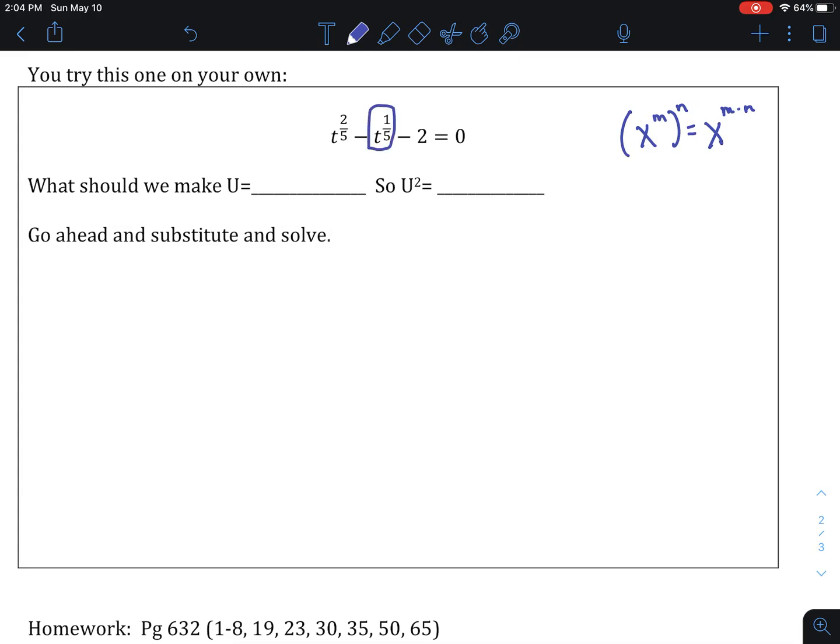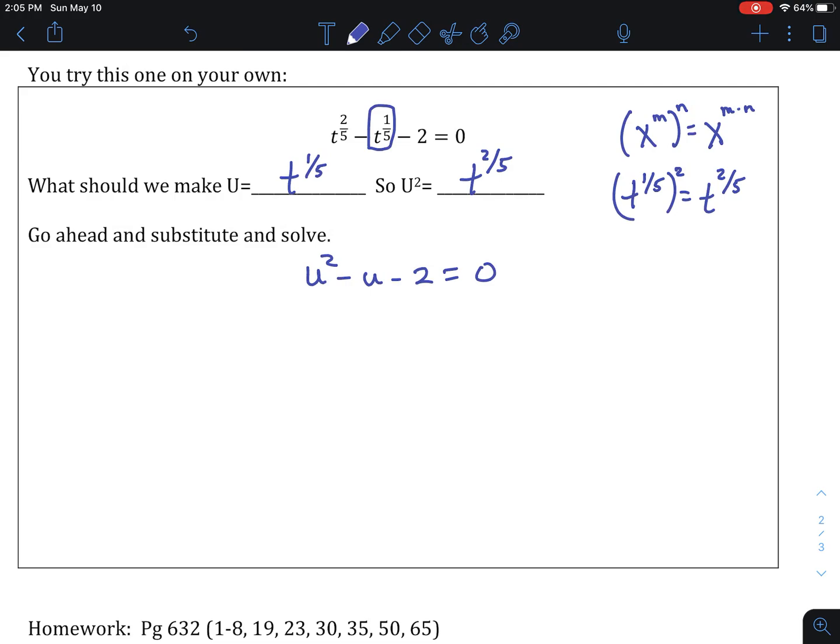So for example, if we look in the middle here, we have t to the 1/5. T to the 1/5 squared would be t to the 2/5, right? Because 1/5 times 2 is 2/5. So t to the 1/5 is going to be our u, and if we square that, we get t to the 2/5. So u squared is going to be t to the 2/5. That makes this equation then u squared minus u minus 2 is equal to 0.